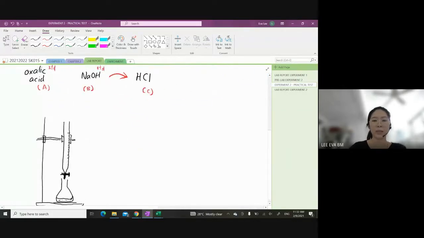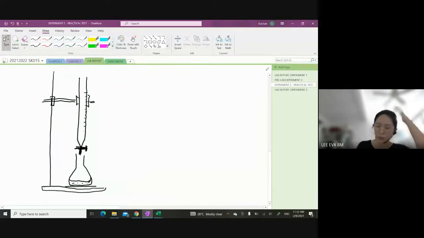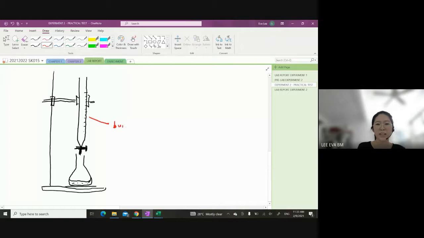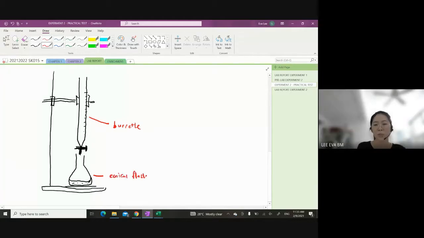Okay, then in this diagram, what do you call this apparatus? Burette. And then what do you call the one at the bottom? Conical flask. So make sure you understand that inside the burette, we call it the titrant. Inside the conical flask, we call it the analyte.